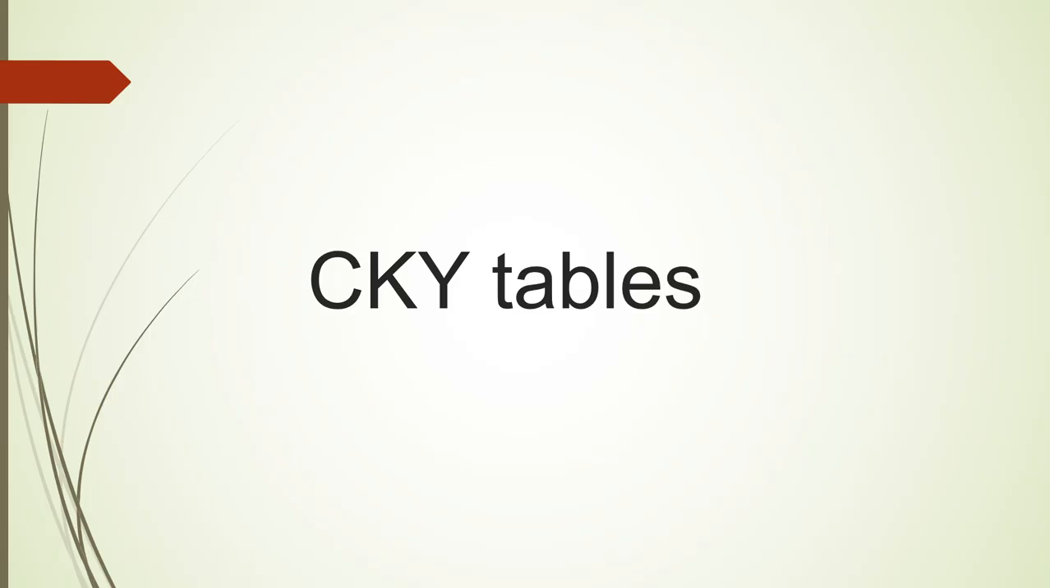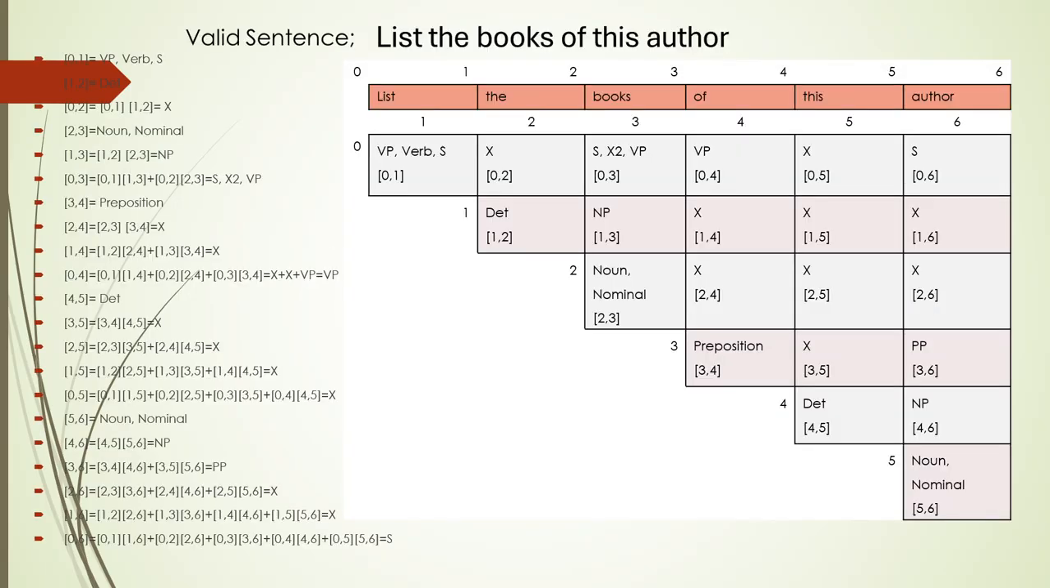CKY tables. I created CKY tables for each sentence. I started with the valid sentence. As you see, I created the table based on the length of the sentence. For this sentence, I have 6 words. I added the indexes starting from 0, here and here. This way, when I say 0 to 1, I will point to the first word. 1 to 2 will point to the second word. 5 to 6 will point to the 6th word.